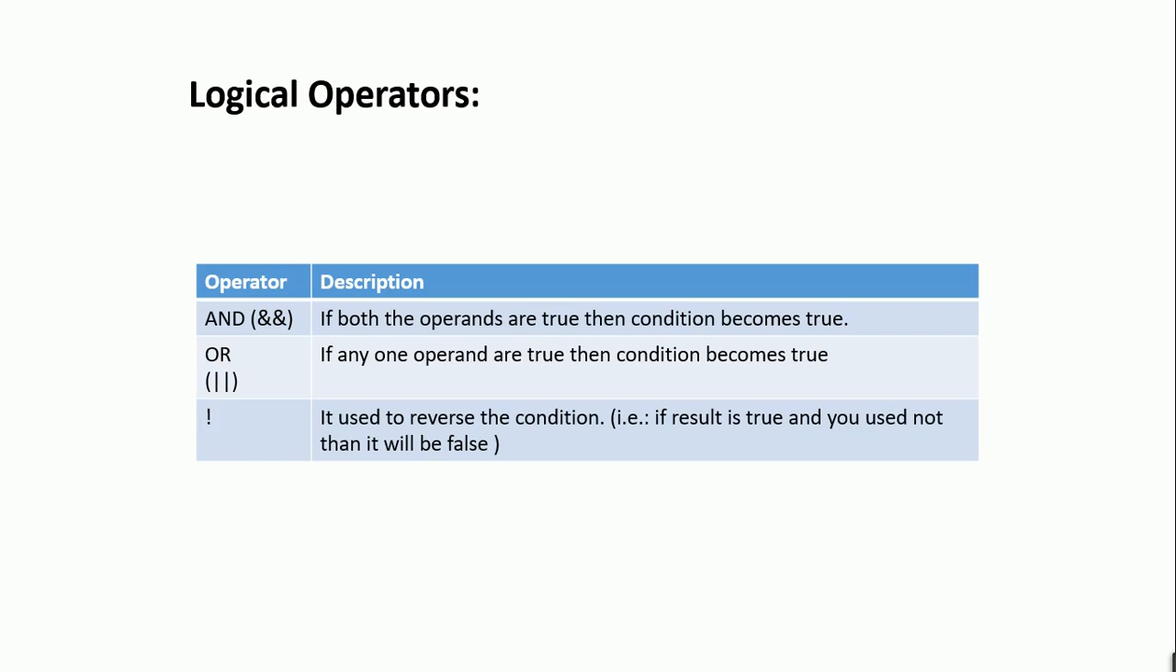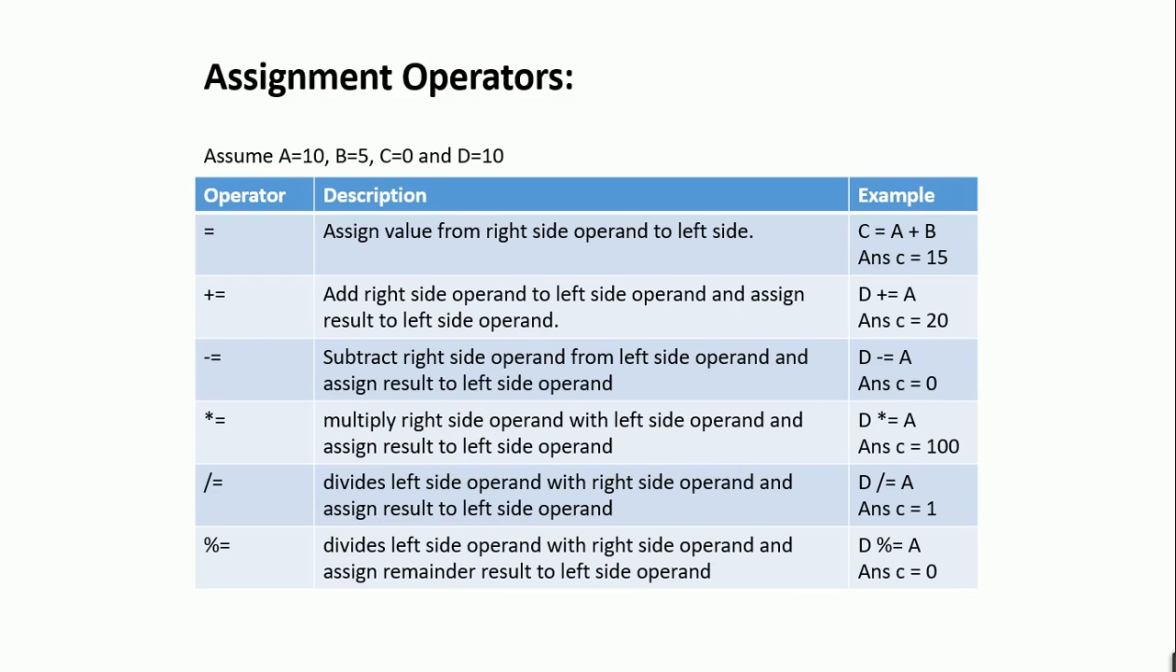And means if both the operands are true, then the condition becomes true. For example, you have three conditions. If you have written and between these conditions, it means in order to perform the task, all three conditions must be true. It simply means that. Or means if any one operand is true, then the condition becomes true. It is not required that all the conditions must be true. If any one of them is true, then your task will be executed. And not means it reverses the condition.